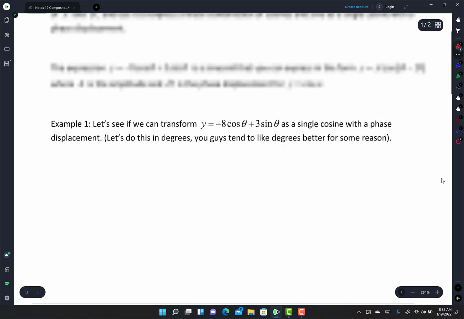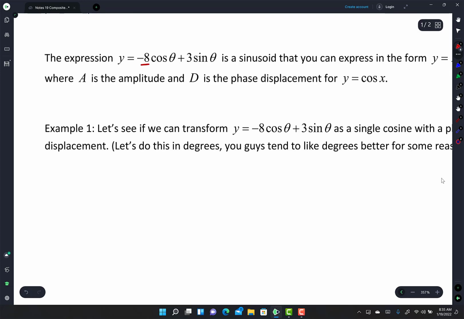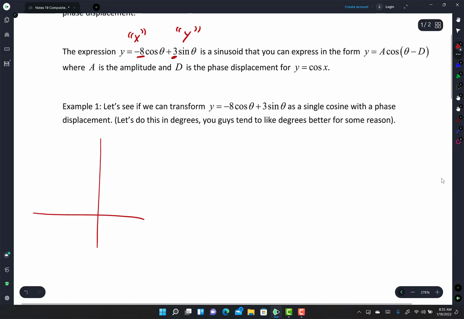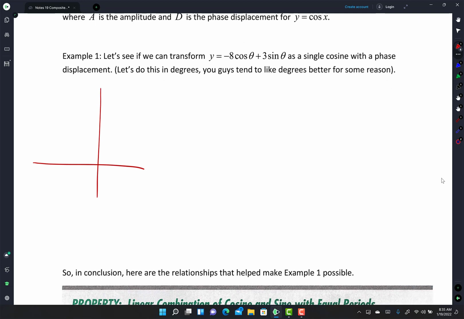It's very simple. This negative 8 is in front of the cosine, so it acts like an x value. It's not really an x, that's why I put a quote on it. The 3 in front of the sine acts like a y value. So I create a grid. Here's my second quadrant. I'm exaggerating it because negative 8 comma 3 is in quadrant 2. So negative 8, 3, point. Are we still okay, guys?